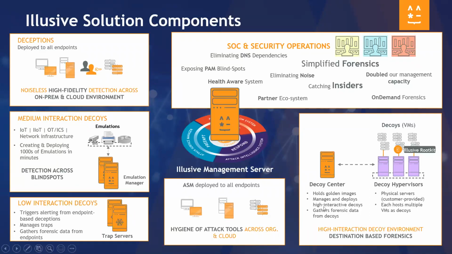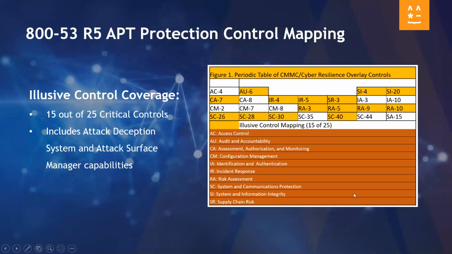So that's really the broader view of the product suite. And then when we look at the controls that we're really mapping to, which again will be available in the white paper, the tech brief, there's essentially the critical controls for APT protection referenced in 853R5 with that supplemental 160 version 2 content.